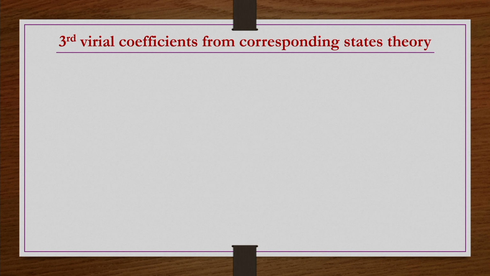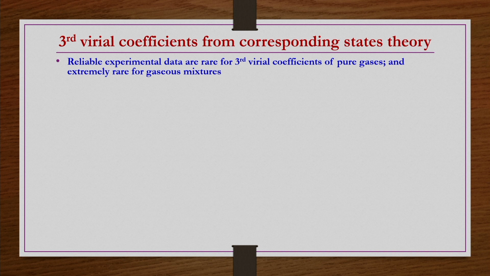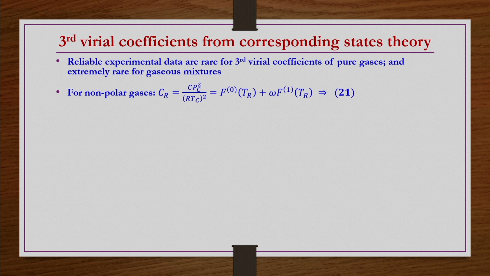Now, the third virial coefficient from corresponding states theory. If you apply the corresponding states theory, then similarly we can obtain the dimensionless third virial coefficient as well. We know that reliable experimental data are very rare for third virial coefficients of pure gases and extremely rare for gaseous mixtures. So, with experimental information being very scarce, it is also difficult to have a large number of correlations. Obviously, we will have very few correlations.